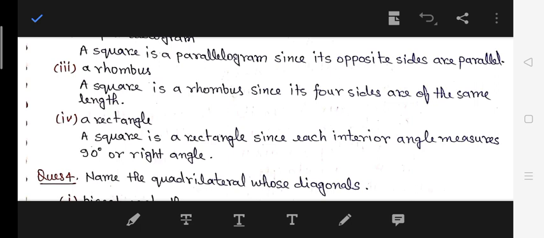So students, the definition of a rectangle is a quadrilateral in which all the angles are 90 degrees. A square is also a quadrilateral in which all the angles are 90 degrees. That's why a square is also a rectangle.